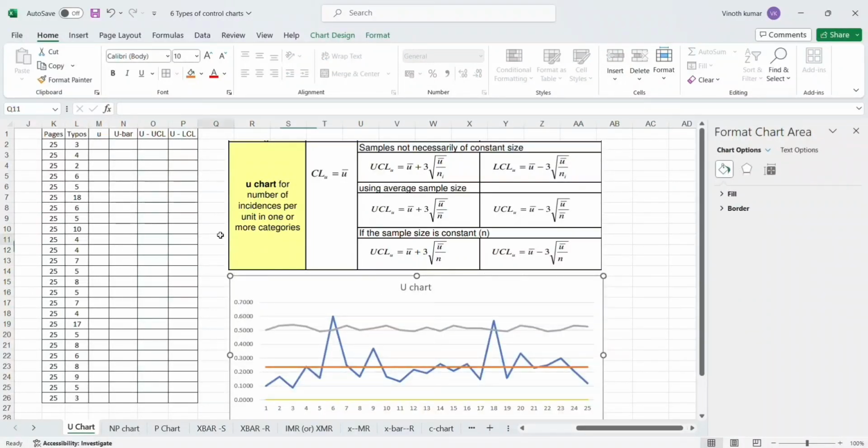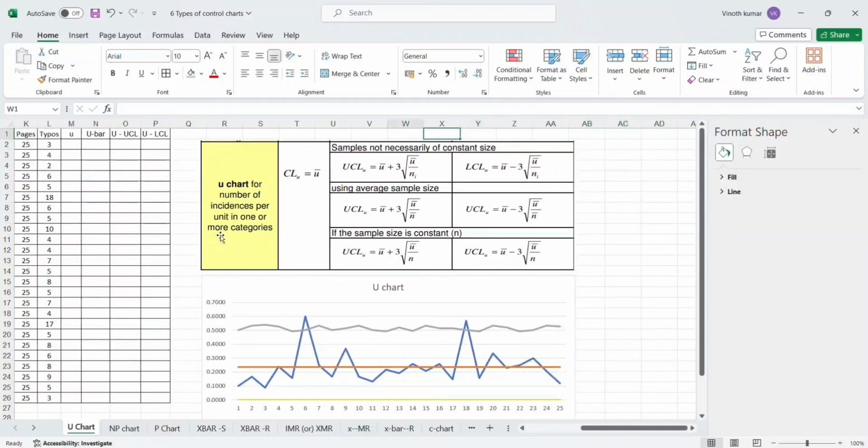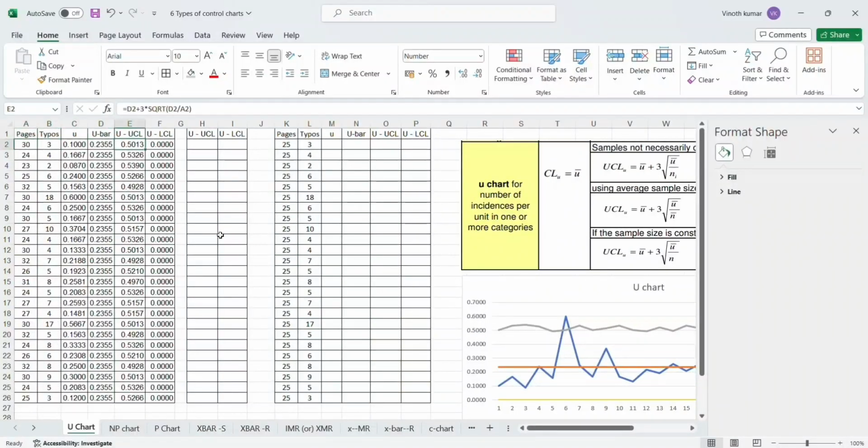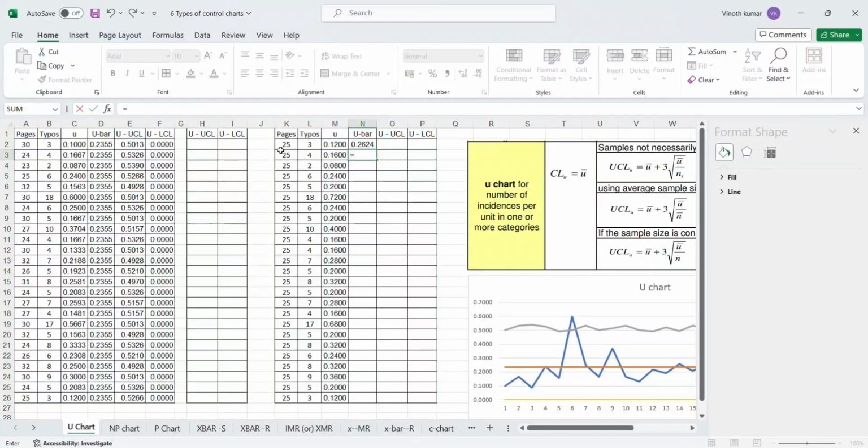Now we will see a scenario where every day I pick up the same number of pages as my sample. I don't pick up a varying subgroup. Instead, I pick up a fixed subgroup. So what will happen? The formula is pretty much the same. There is no difference in the formula. First we calculate our u, which is nothing but the number of defects divided by the number of pages sampled. So this is the individual u. Then this will become my u bar. U bar is nothing but the same formula. So this is my u bar, and this is going to be a straight line.